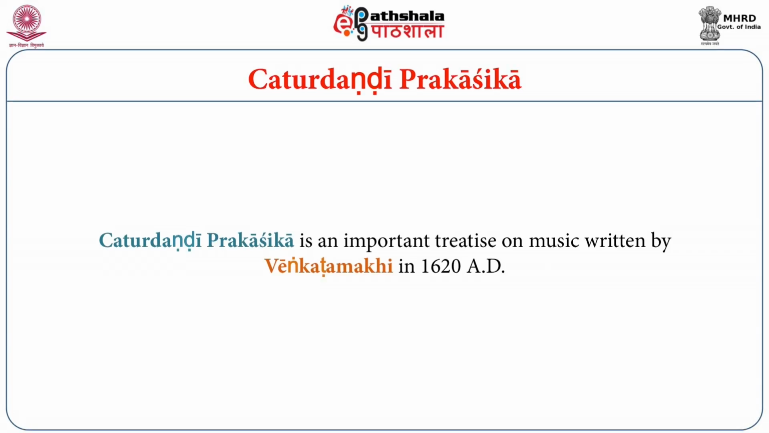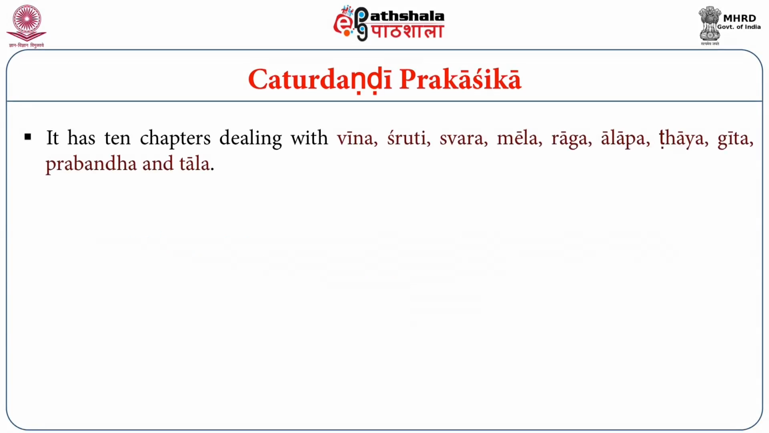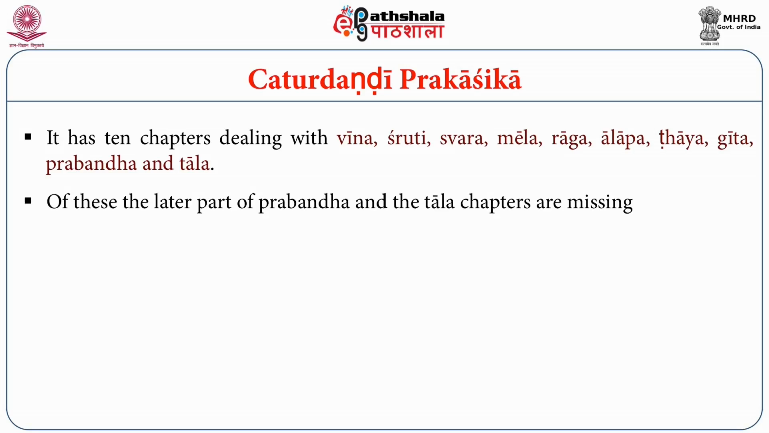The next work, which was written in the period following Govinda Dikshita, is Venkatamaki's Chaturdandi Prakashika. Again, these were all works that emerged from the Tanjavur area. This Chaturdandi Prakashika has 10 chapters which deal with the Veena, Shruti, Swara, Mela, Raga, Alapa, Thaya, Gita, Prabandha and Tala. Of these, the later part of the Prabandha chapter and the Tala chapter are missing.